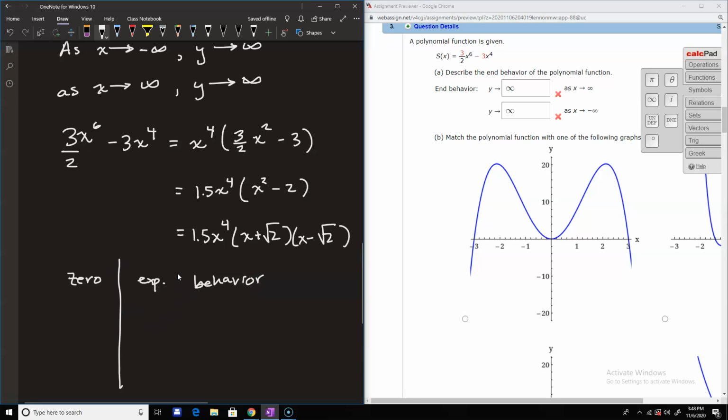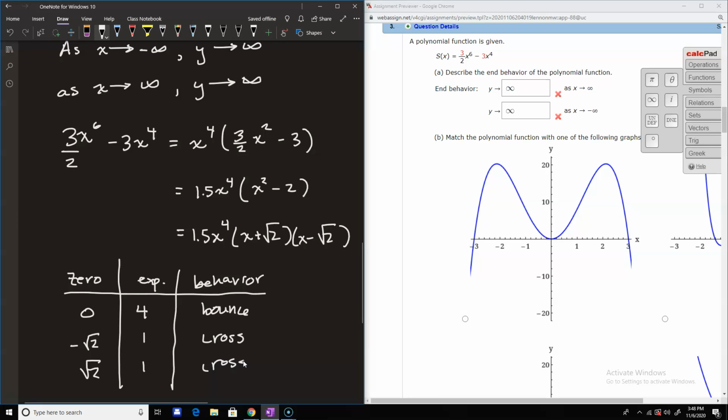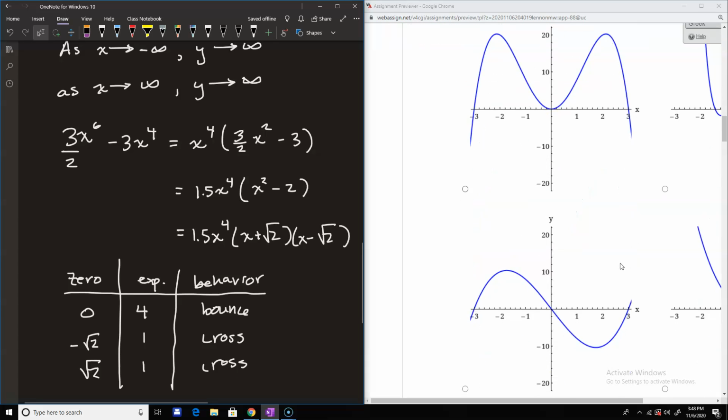So we have 3 zeros. The first part, the x to the 4th, that is 0. Then we have the minus square root of 2 and the plus square root of 2. So 0 has an exponent of 4. Both of these have an exponent of 1. So we know we should bounce off at 0 and cross at the other two. And if you check on your calculator, the square root of 2 is about 1.41, something like that. So basically it's going to bounce off at 0, and it's going to be crossing at around that 1.4 value.